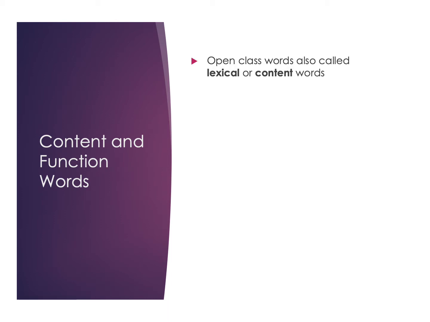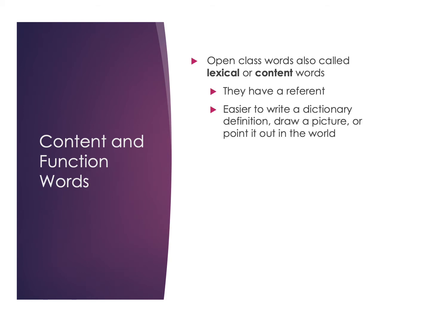So open class words we often call lexical or content words, and this is because they have some sort of referent typically. They're easier to write a dictionary definition of, to draw a picture of, to point out in the world. They're things that you can describe a little bit more easily. So if I ask you to describe a cat or draw a picture of a cat or give a definition of a cat, it's pretty easy to describe that to a 3-year-old or have that be explained pretty easily. Closed class words tend not to do the same kind of thing.